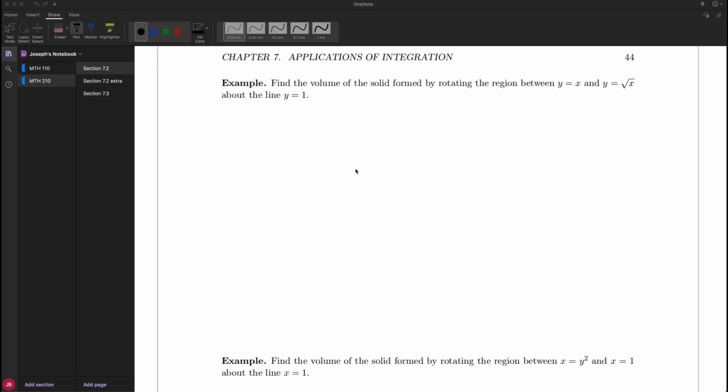We're back for the final page of section 7.2 notes, so page 44. This is more disk washer with axes that are not either the x or y axis being our axis of revolution. So we have first here the volume. Let's find the volume of the solid formed by rotating the region between y equals x and y equals square root of x, which I will write as x to the 1/2.